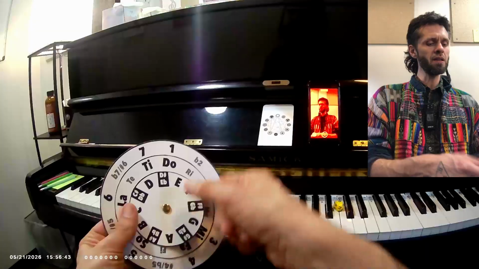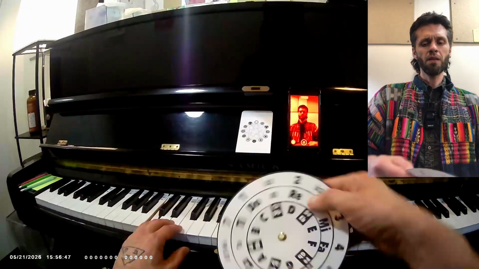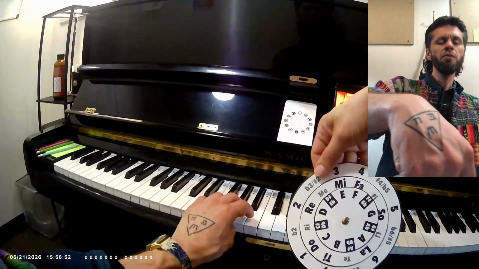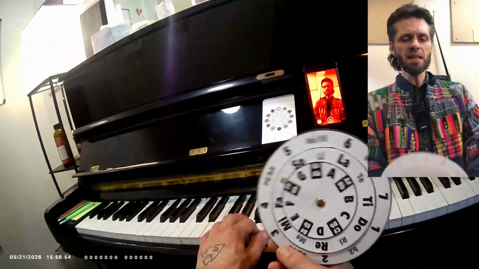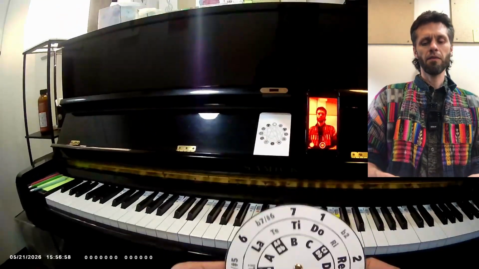I'm back to do again, but let's go to the key of C. So now this lines up. I can see that C is my do, D is my re, E is my mi, F is my fa, G is my sol, A is my la, B is my ti, there it is, and then C is my do again.